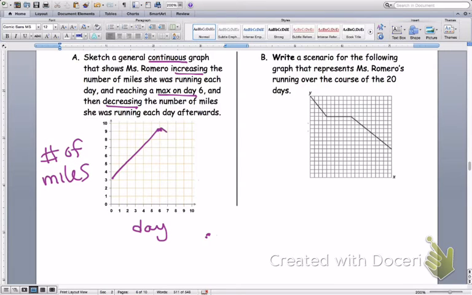After that, it decreases. So again, let's say her graph increases for 6 days, and then it decreases afterwards. It's continuous because we were told it's continuous. And this is just an example of that taking place.